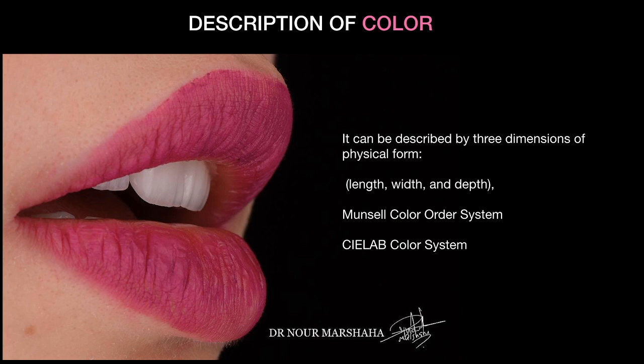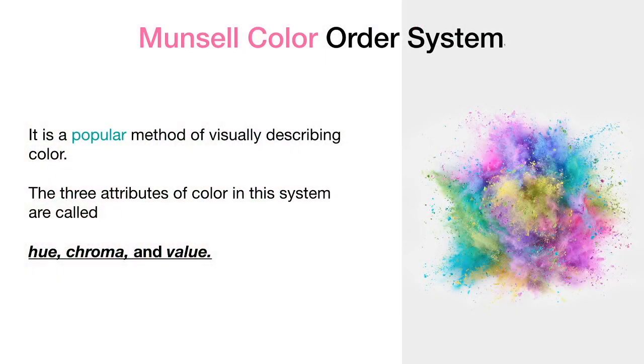Color is like a solid body, so we can describe it by three dimensions: length, width, and depth, right? There are two systems that explain color. The first is the Munsell color order system, and the second is the CIELAB color system, which is more quantitative. The Munsell color order system is a popular method of visually describing color. The three attributes of color in this system are called hue, chroma, and value.